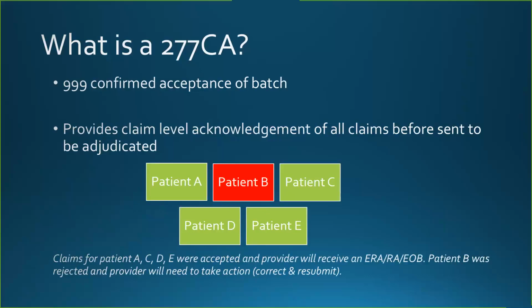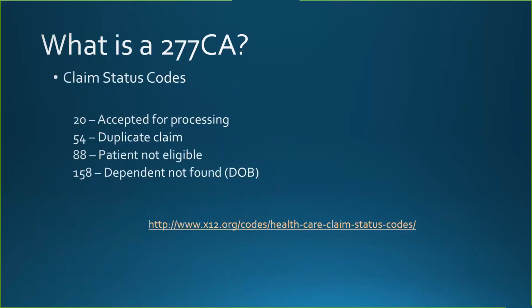So in this example, we have 5 claims, and patient A, C, D, and E made it through, and you will receive an ERA or an 835 or a paper remittance advice explaining how those were processed. But patient B needs some form of intervention to get that claim processed appropriately. So how a CA works is it will send you a claim status code, and I provided some common ones here. So if a claim was accepted for processing, that would obviously be a good sign. If it was a duplicate claim, if the patient wasn't eligible, or if the dependent wasn't found.